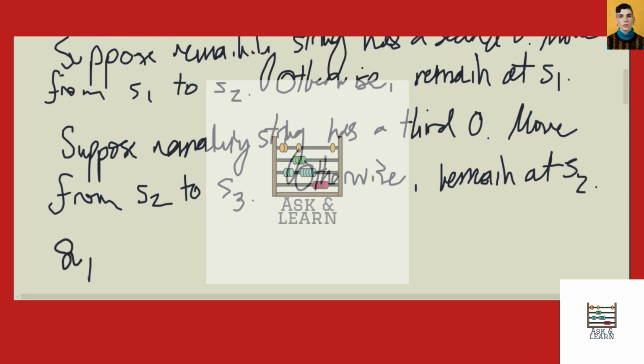And now let's suppose that we're at S3 already. Then we're just going to remain at S3 no matter what the input is, since we already have at least 3 zeros.